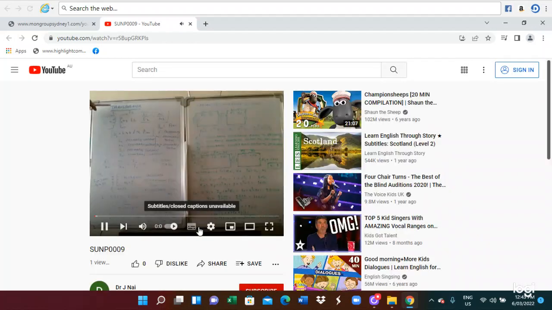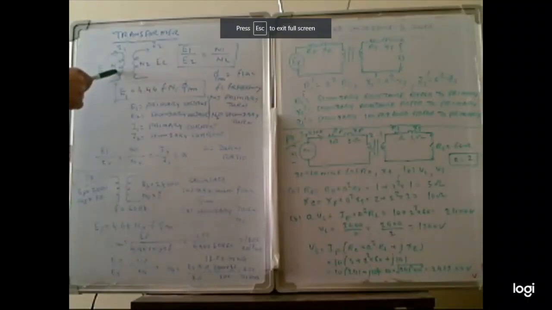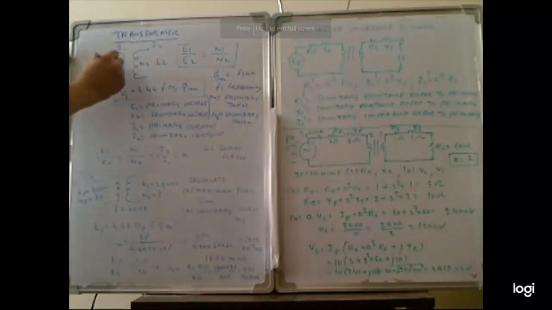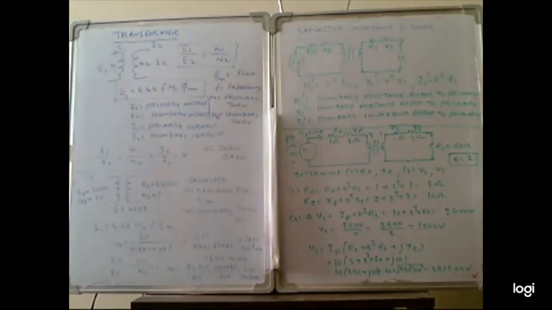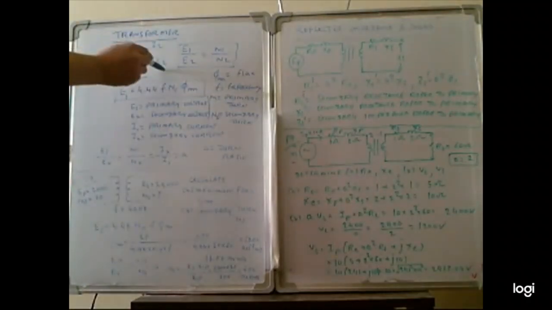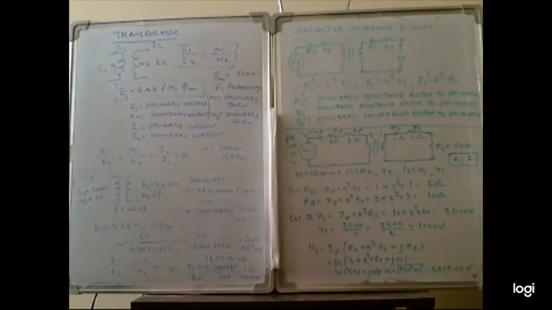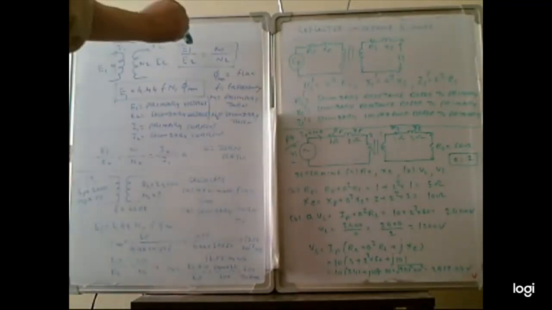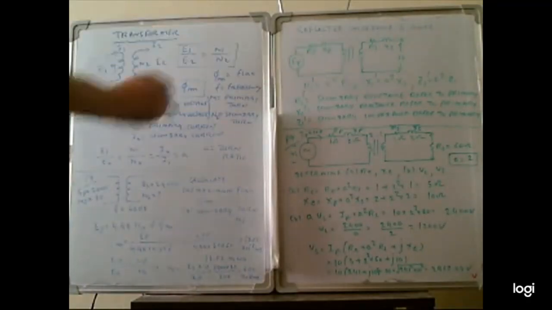This is the equation for the transformer voltage. E1 is transformer primary voltage, and N1 is transformer primary number of turns. E2 secondary voltage, I1 primary current, I2 secondary current. You can write down the equation E1 by E2 is equal to N1 by N2.